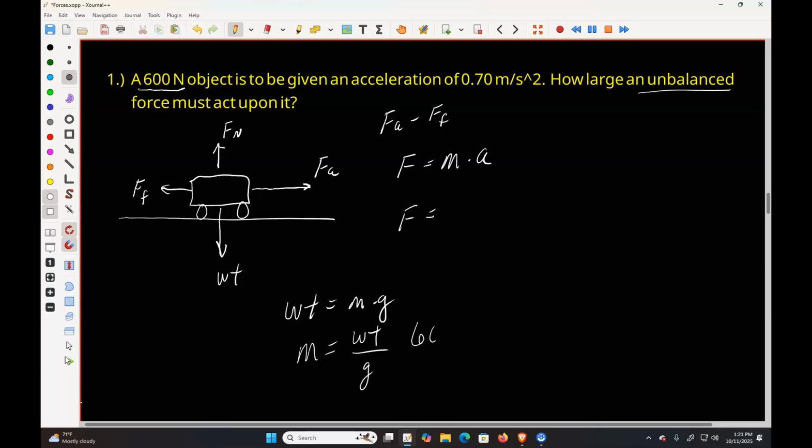So if I say 600 divided by 9.8, that will give me the mass. So I'm just going to plug that up here. 600 over 9.8 times the acceleration of 0.70. Therefore, my force must equal 42.9 newtons. This will be the amount of force in excess of friction that would cause it to accelerate at this rate.